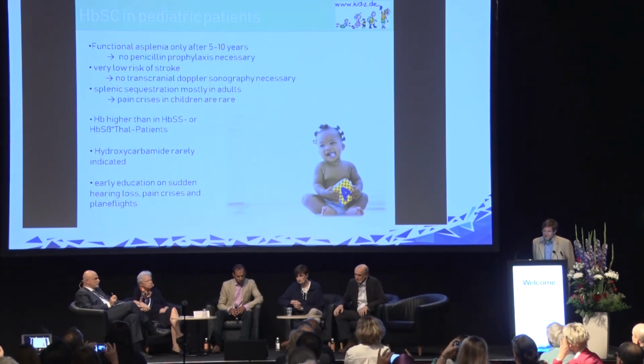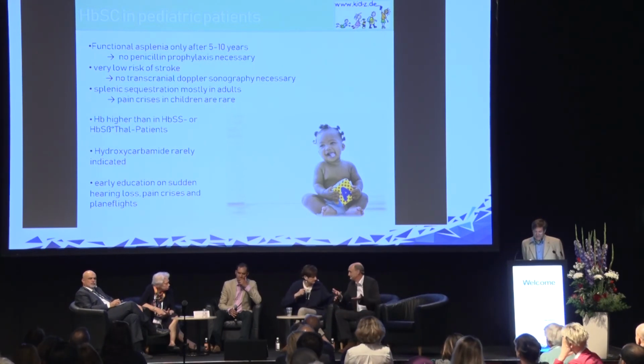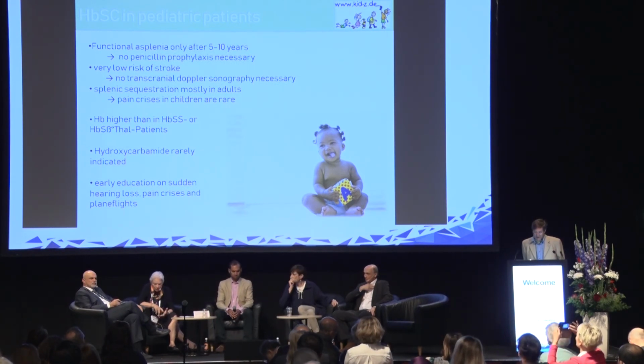Hemoglobin SC pediatric patients have a late functional asplenia, only after 5 to 10 years. They do not need penicillin prophylaxis. I recall that they have a very low risk of stroke. That means they do not have a need for transcranial Doppler sonography. They have splenic sequestration mostly as adults. Pain crises are rare. They have a high hemoglobin value. Hydroxycarbamide is rarely indicated, and there's an early education on sudden hearing loss, pain crisis, and plane flights. I thank you for your attention, and thank you to the two doctors for coming.